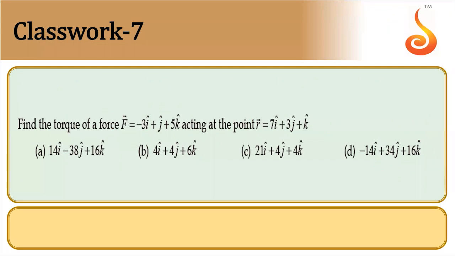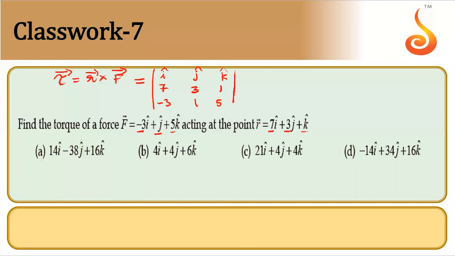Find torque of a force F equals minus 3i cap plus j cap plus 5k cap acting at point R equals 7i cap plus 3j cap plus k cap. See, after all, torque is what? Tau equals R cross F. So you can draw determinant for it. I cap, j cap, k cap. In the first row, components of R: 7, 3, 1. Second row: minus 3, 1, 5.